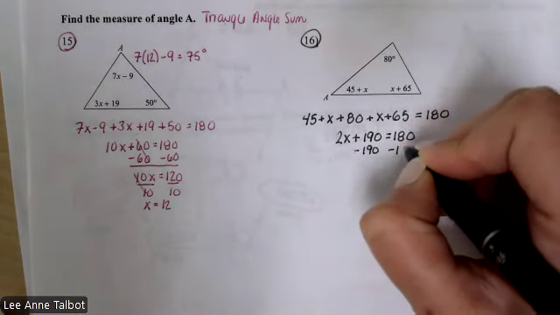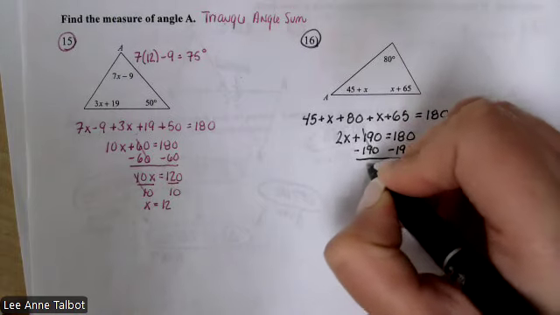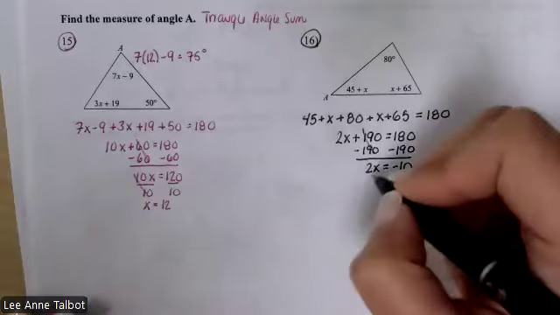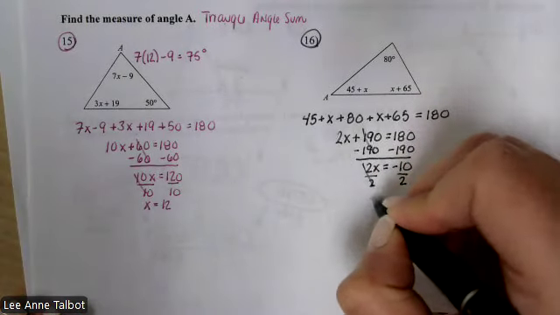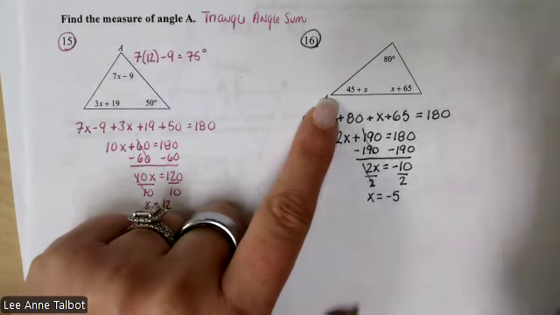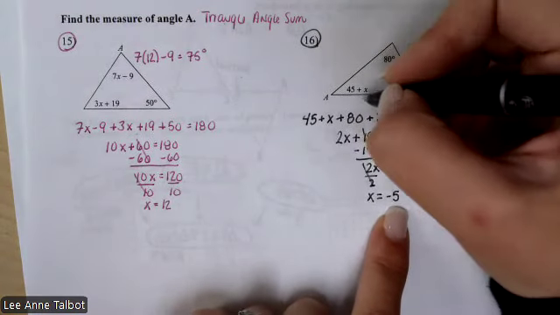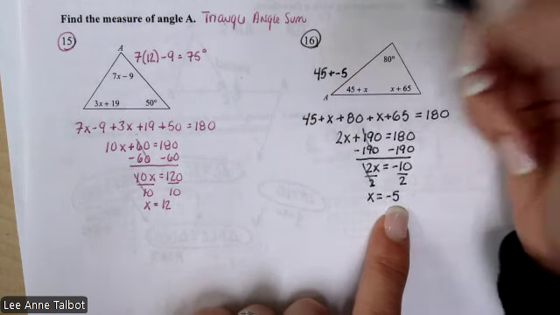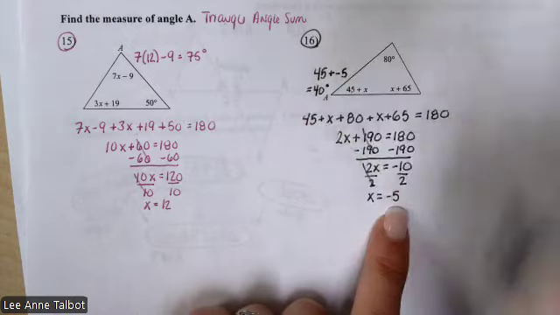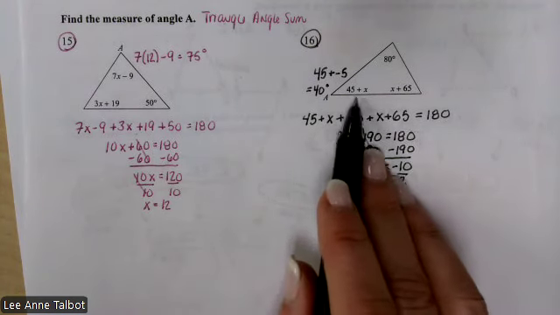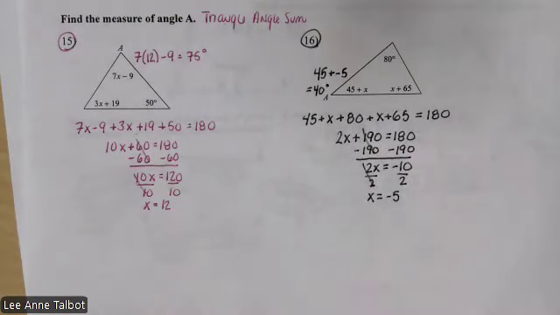Minus 190, minus 190. And then you might start to get a little anxiety when you're doing this problem because you're getting a negative, but don't worry. After you plug it into angle A, it will come out positive. So don't worry about a negative x. You want to worry about a negative angle. And 45 minus 5 is 40. So 40 degrees. So I took the negative 5, I plugged it in there. 45 plus negative 5 is 40.